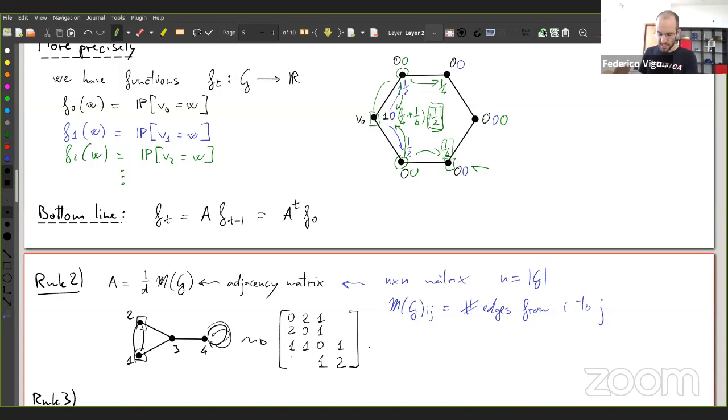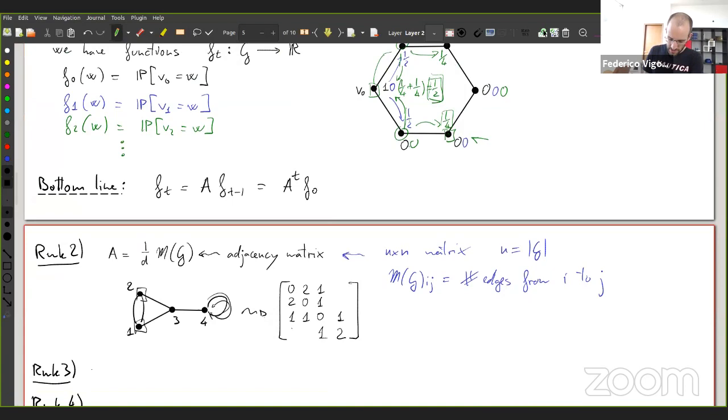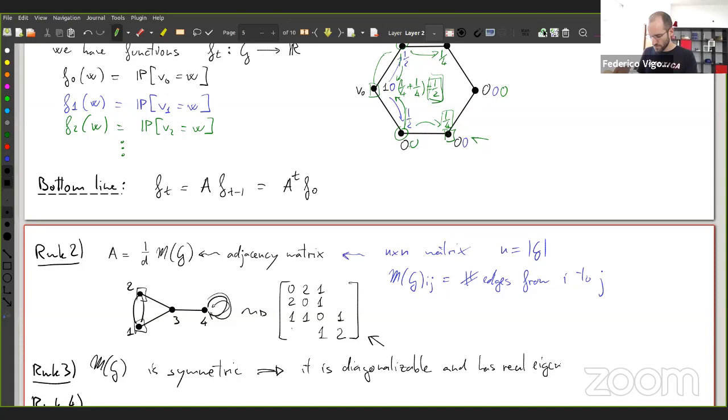And an important remark is that the adjacency matrix is symmetric. You can see here. And in particular, what we know about symmetric matrices is that it is diagonalizable and has real eigenvalues. And we can order those eigenvalues. So we see that lambda 1 is the largest eigenvalue, and then there's lambda 2, and so on, all the way to lambda n. There will be n eigenvalues with multiplicity.